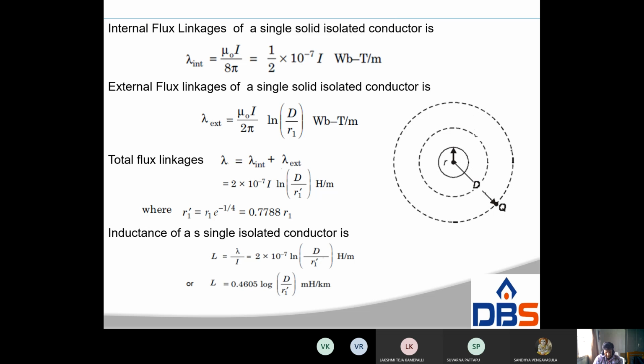Next, loop inductance per kilometer: 23.8 into 10 power minus 7 into 1000. So that is 2.38 into 10 power minus 3 Henry, otherwise 2.38 millihenry.